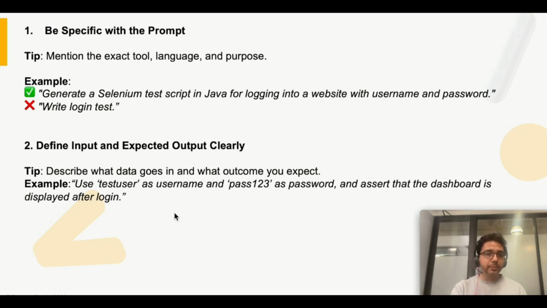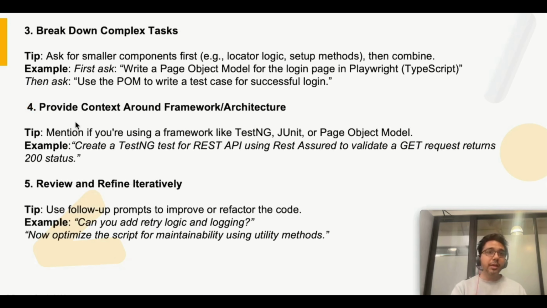Define input and expected output clearly. Very, very crucial, folks. Okay, this one. Break down complex tasks. Don't give a very complex task in a single line. It may not be able to understand it properly. For example, write a page object model for the login page in Playwright TypeScript, right? Provide context around framework and architecture. Create a TestNG test like this, right? So those are the important points that you should definitely consider when you start using these prompts and all, right?